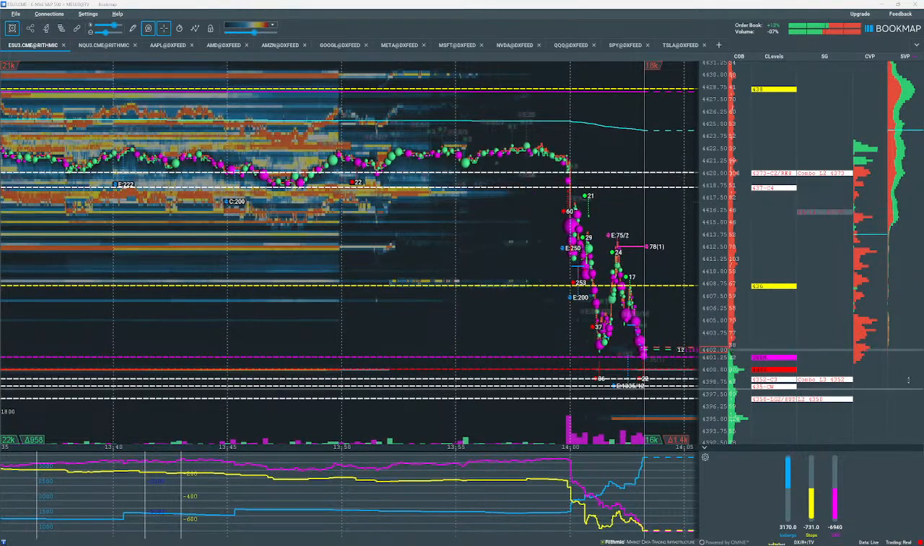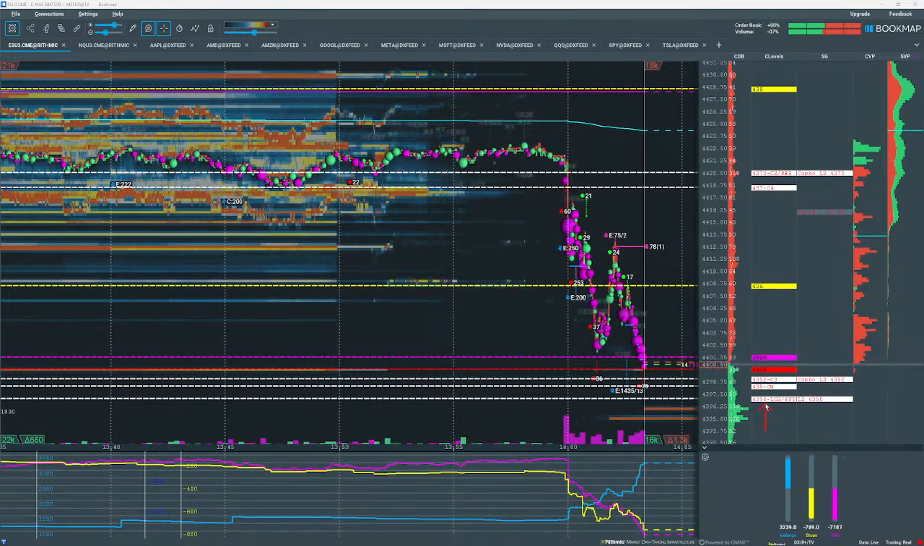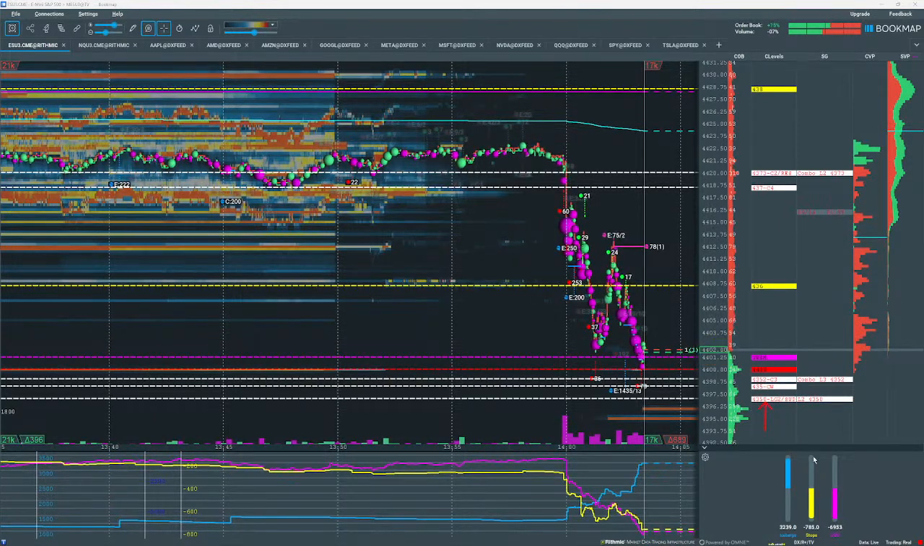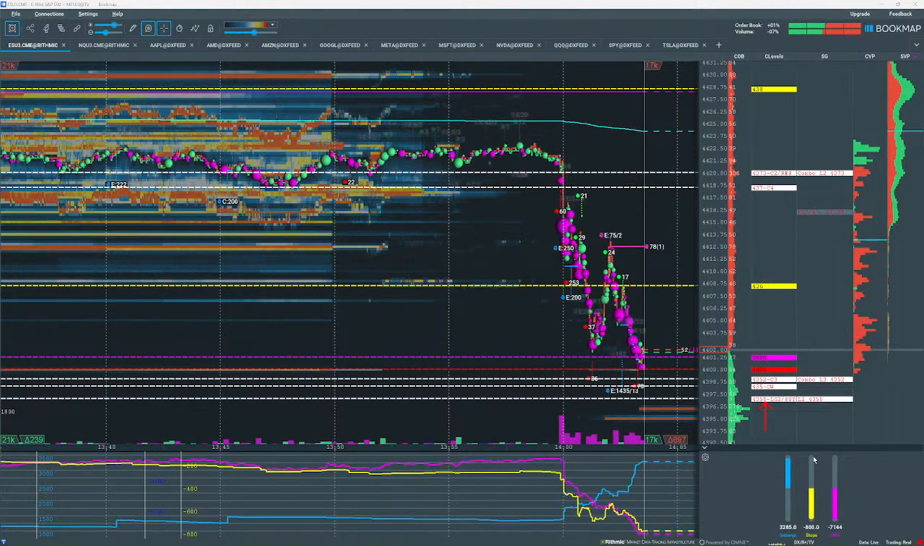And this is also the SPX 4350 level that actually acted as support yesterday. And that was noted as support in the SpotGamma AM Founders Note.